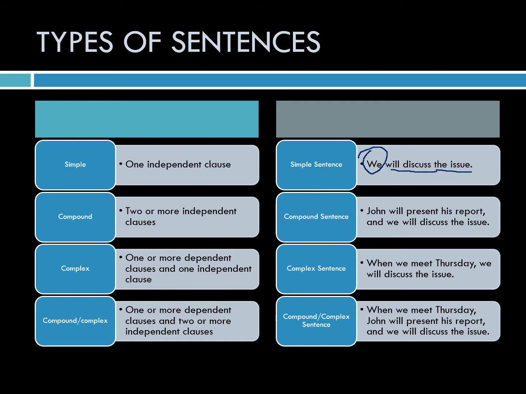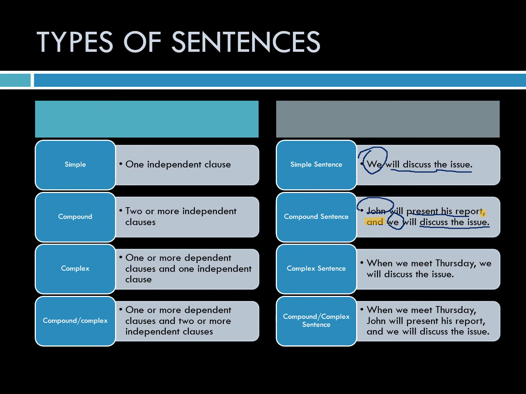In a compound sentence, you're going to see two or more complete sentences, normally joined by commas or semicolons or colons. So here we have John, and we have we, and here's one, and here's the other. And these are joined together by a coordinating conjunction and a comma. So John will present his report. You could put a period there, cut the comma, cut the and, put a capital W, we will discuss the issue. You have two complete sentences that are joined together with a comma and a coordinating conjunction.